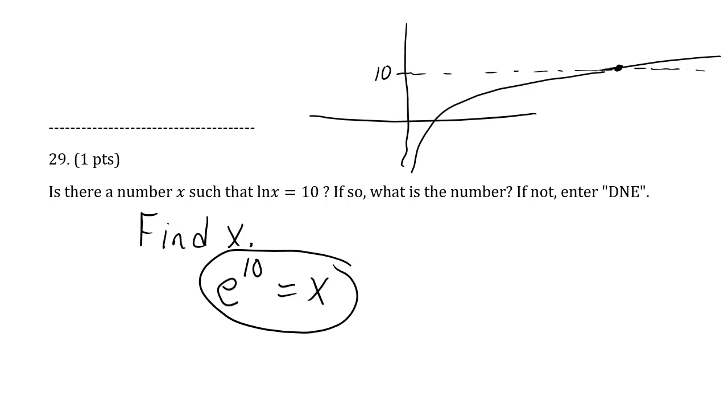If I plug that number into my calculator, I get something that is very large. It's approximately 22,026.47. As I said, a very large number. Natural log is the slowest growing function of all the functions we have, which you'll see in the next video when we talk about graphs of natural logarithms.